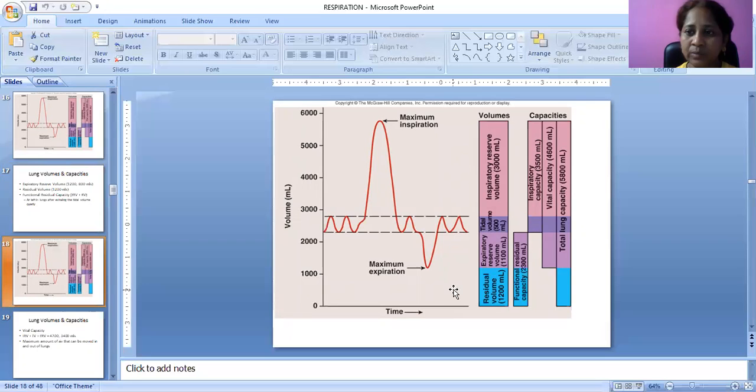This is also the same diagram. Maximum inspiration 6000, same residual volume will be 1200, expiratory reserve 1100 ml, inspiratory reserve volume will be 3000.